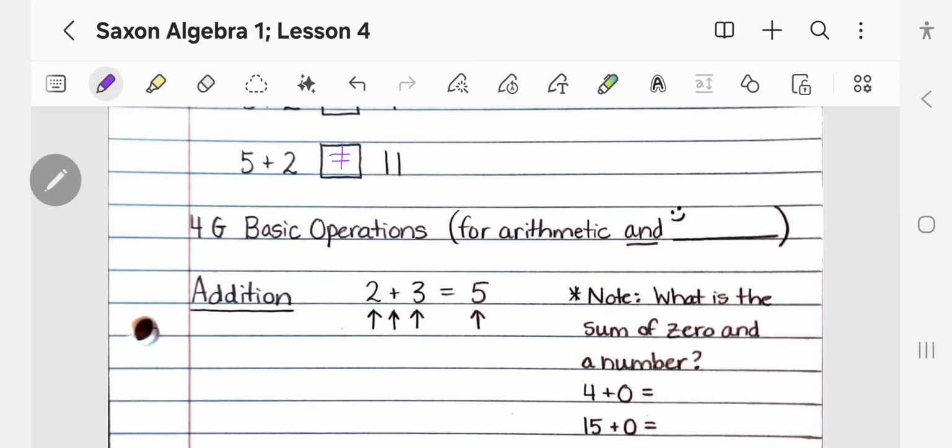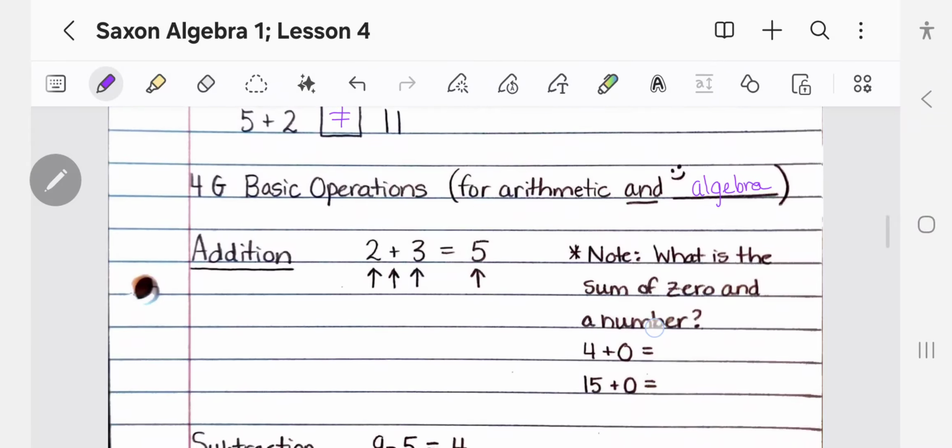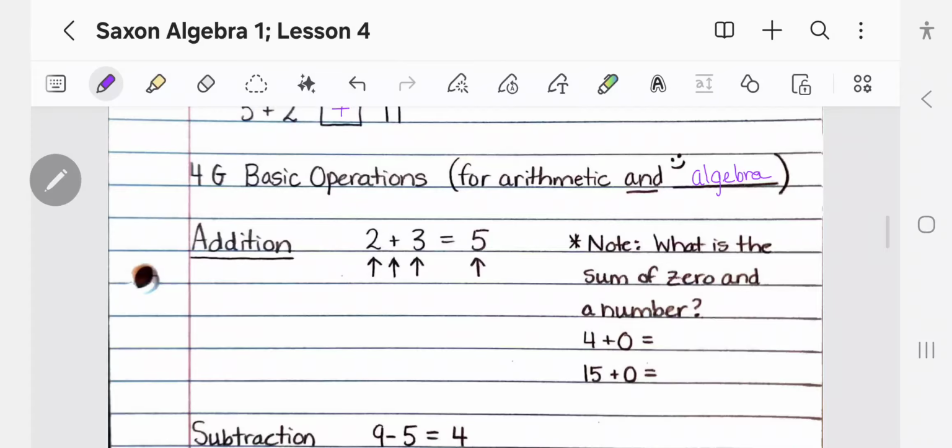Now, the operations are adding, subtracting, multiplying, dividing. Those are your basic operations for arithmetic and for what we're studying for algebra. And you'll be learning to use those same operations in algebraic expressions and equations. So the first review we're going to do is for addition. 2 plus 3 is equal to 5. And you know what those parts are called.